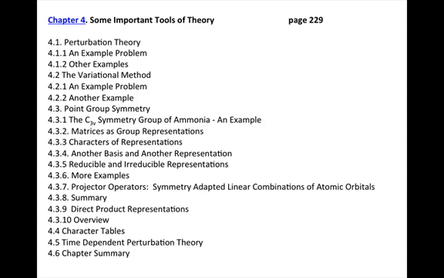So now we're going to be talking about Chapter 4. And in this chapter we deal with some tools that are commonly used in theoretical chemistry. Perturbation theory, the variational method, and point group symmetry operations. In the perturbation theory section of this chapter, I go through the derivation of the common Rayleigh-Schrödinger perturbation theory.